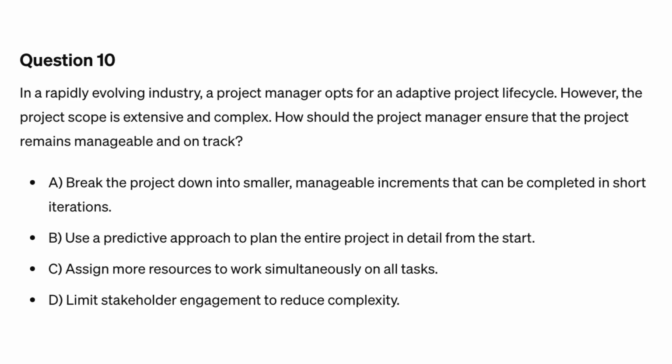Question 10. In a rapidly evolving industry, a project manager opts for an adaptive project lifecycle. However, the project scope is extensive and complex. How should the project manager ensure that the project remains manageable and on track? A. Break the project down into smaller, manageable increments that can be completed in short iterations. B. Use a predictive approach to plan the entire project in detail from the start. C. Assign more resources to work simultaneously on all tasks. D. Limit stakeholder engagement to reduce complexity.